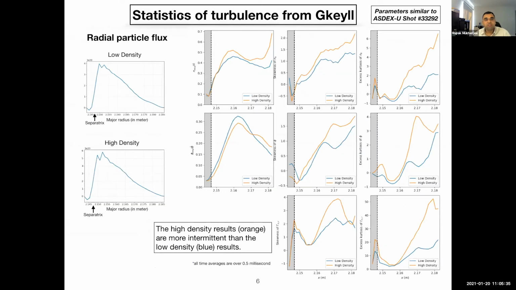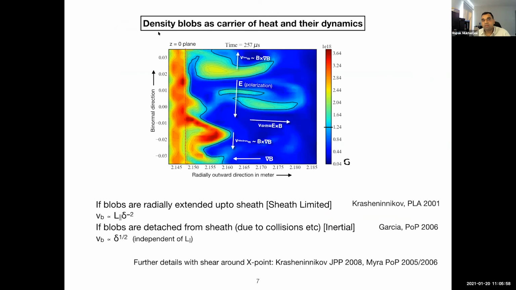And we measure the statistics of turbulence. So, radial particle flux for two different density cases. And these are the fluctuation of the density, skewness, and kurtosis for the two different cases that I mentioned in the previous slide. And in the next case, we measure the individual blobs. How do they propagate radially outward?